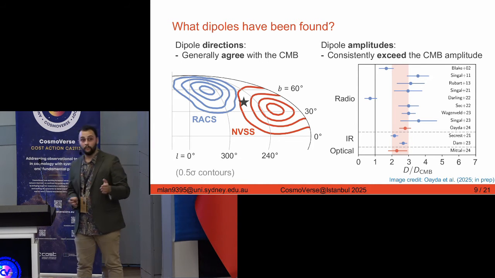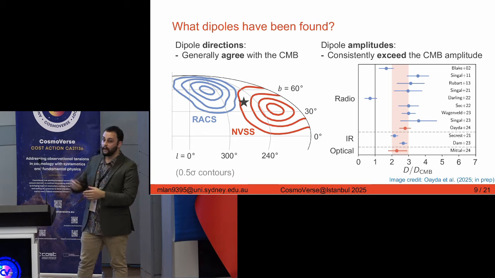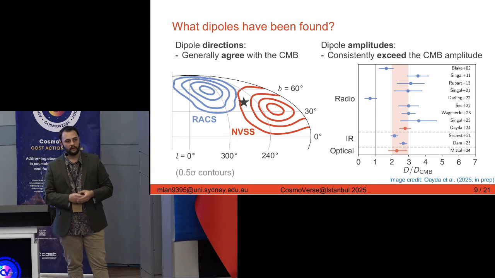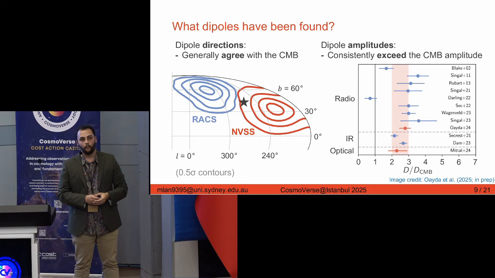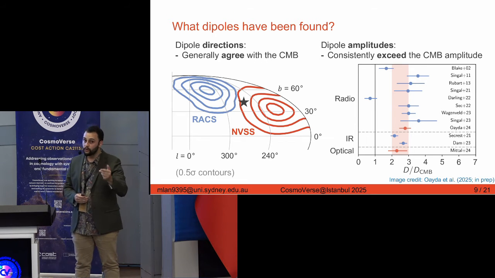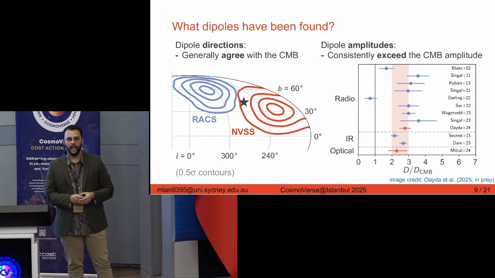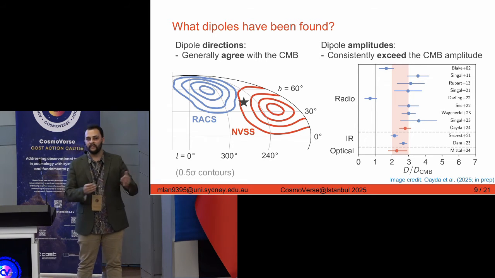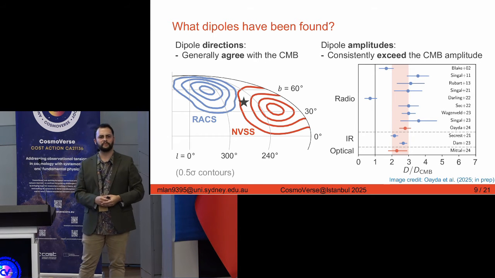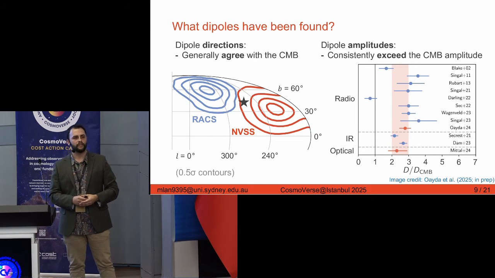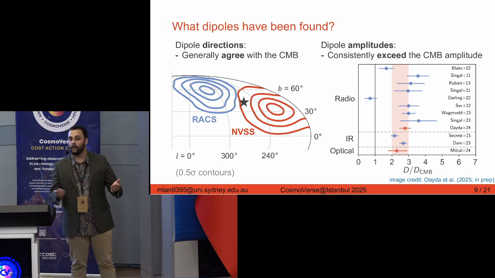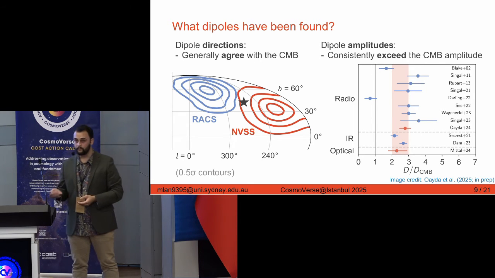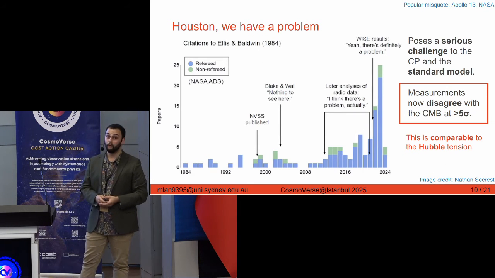Ideally, we'd have everything line up with that gray vertical line at 1 times the CMB amplitude. But instead, at infrared, optical, and radio continuum, we find that the amplitude is consistently 2 to 3 times the expectation. If you're assuming this is a kinematic effect, this means we're not moving at 370 kilometers per second. We're instead moving at, what, 800, 900, 1,000 kilometers per second? And that is in clear disagreement with other sources. And this problem is getting worse.